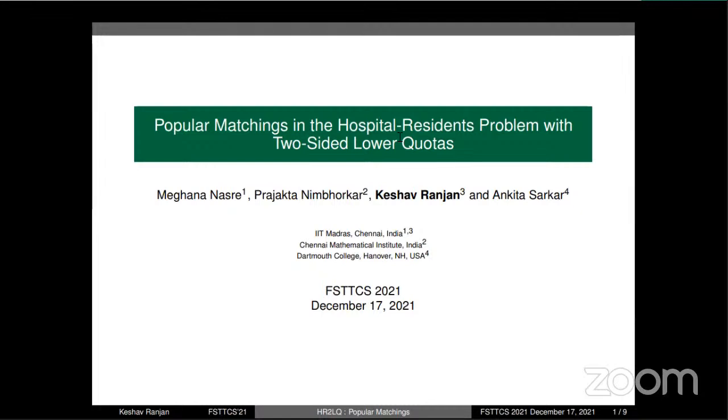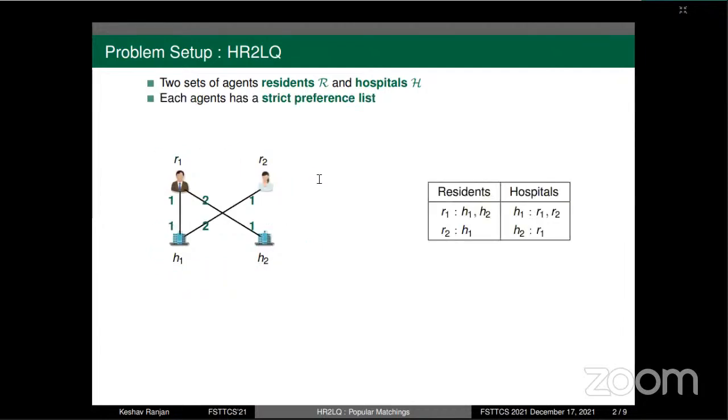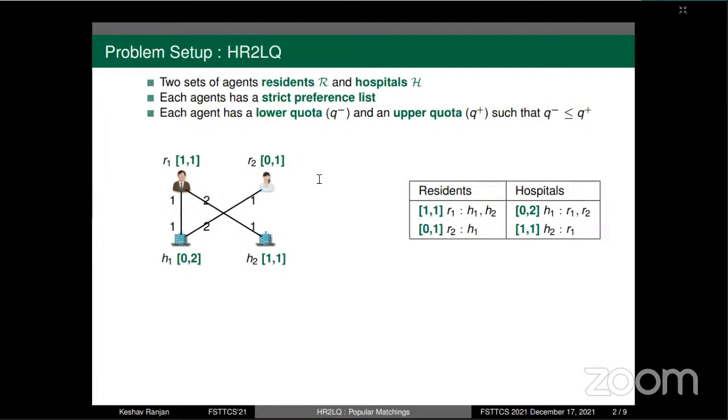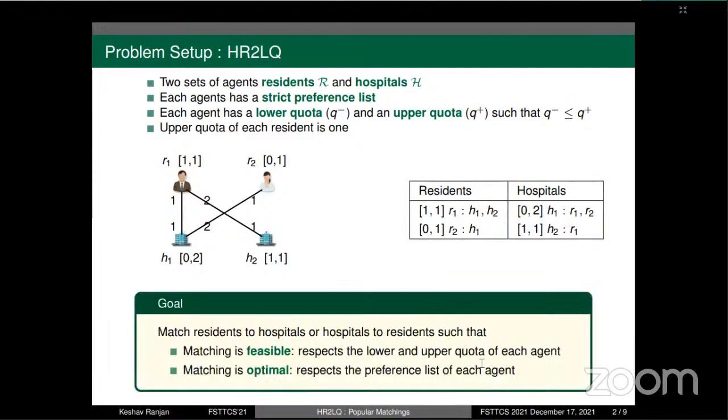So the problem setup for HR2LQ, that is hospital resident problem, when agents on both of the sides are allowed to have lower quotas, consists of two sets of agents, residents and hospitals. Each agent strictly ranks all of its neighbors and specifies a lower quota and an upper quota. The upper quota of each resident is 1, and hence the lower quota of a resident can either be 0 or 1. Our goal is to compute a matching which respects the lower quota and upper quota of every agent. We call such a matching a feasible matching.